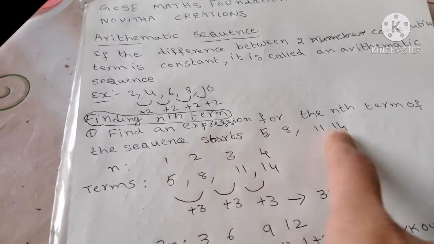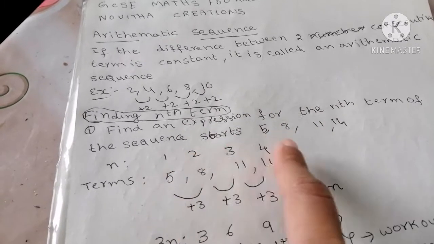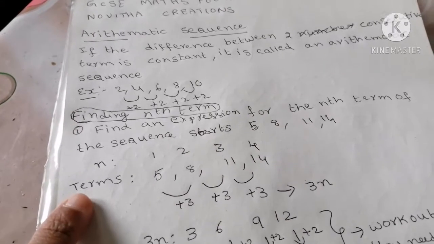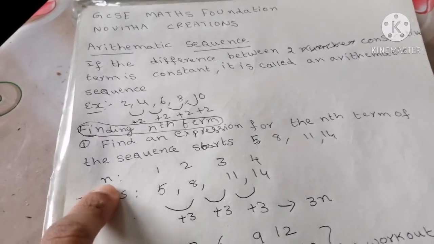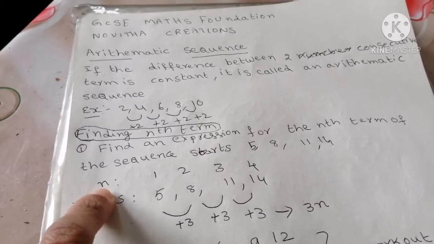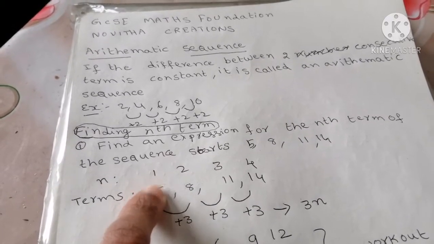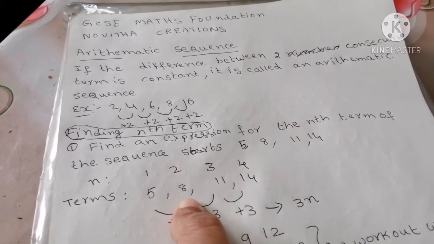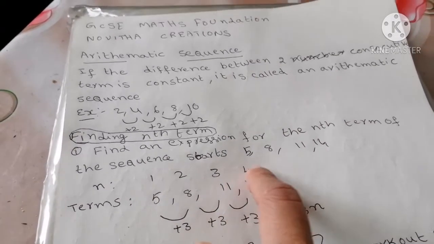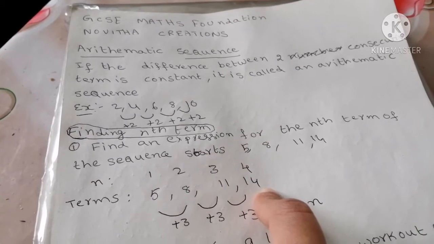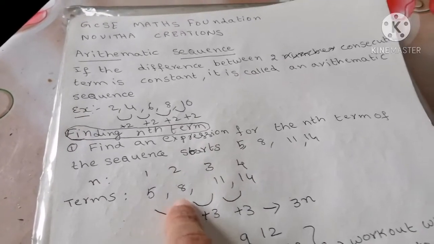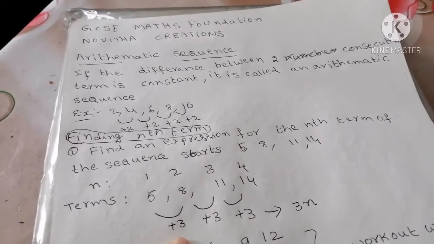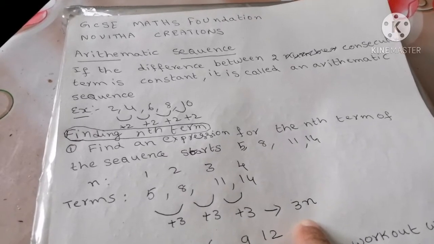Find an expression for the nth term of the sequence starts 5, 8, 11, 14. So, how do we find? First, n means number of terms. First number is 5 in our terms. Second number is 8. Third number is 11. And fourth number is 14 in our sequence. So, what is the difference between each and every number in the sequence? Plus 3. So, we need to write 3n.